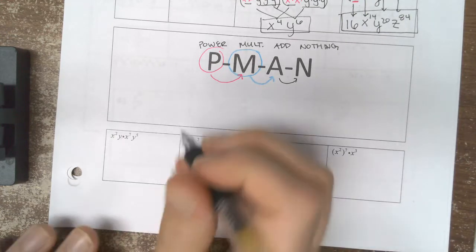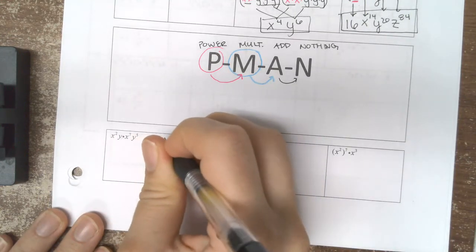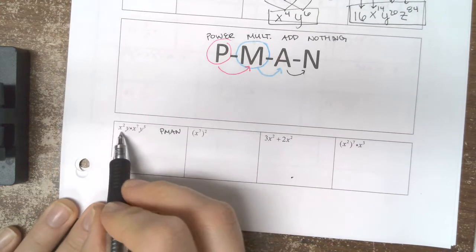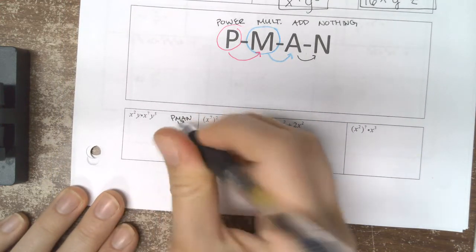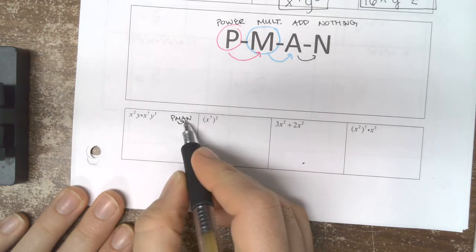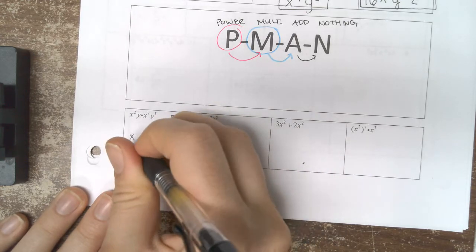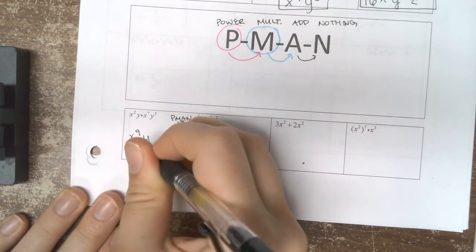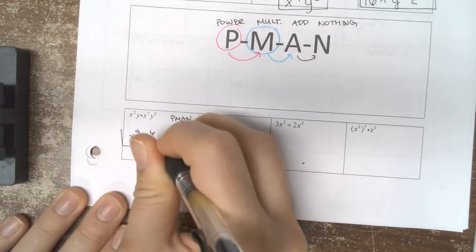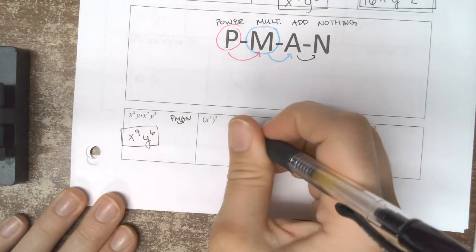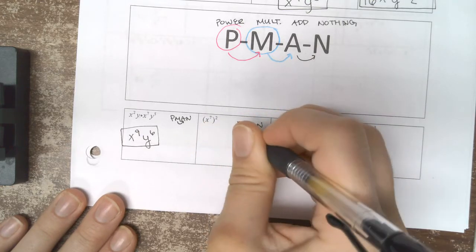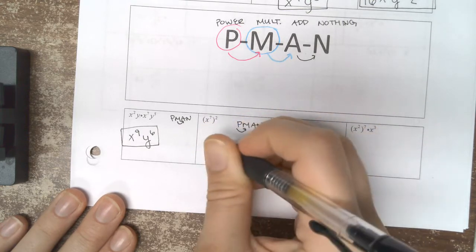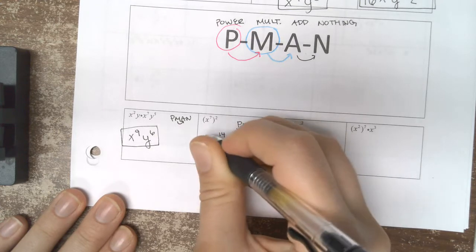So when I look at my first example, and if I use P-man to help keep my properties straight, I look and I say, okay, well, multiplication is what's happening here. So that means I want to add my exponents, which would give me x to the 9th, y to the 6th. On the next example, I go, okay, P-man, I have a power here, which means I want to multiply my exponents. Gives me x to the 14th.